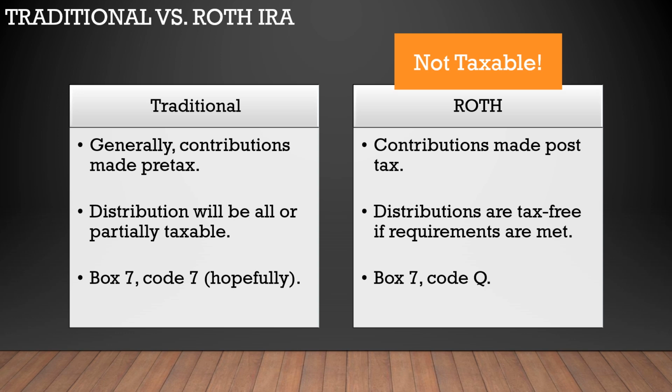And then again with our Roth, the contributions were made post-tax, and the distributions are tax-free as long as there's certain requirements, like the taxpayer needs to have held the account for more than 5 years. That will be in box 7 and should be code Q.